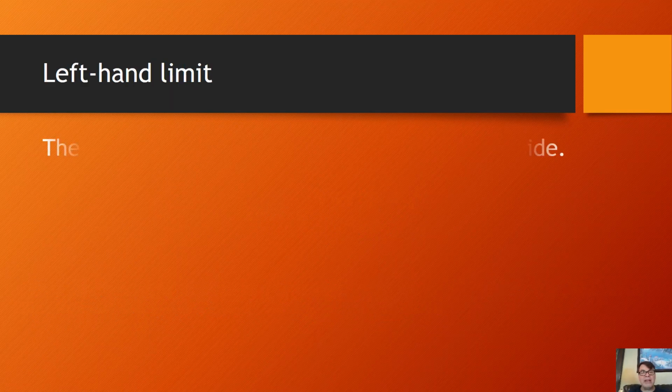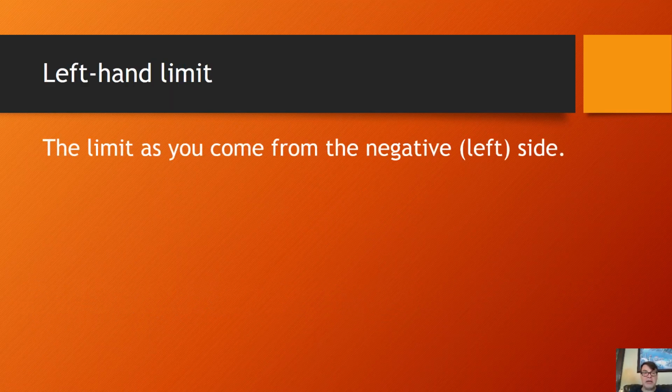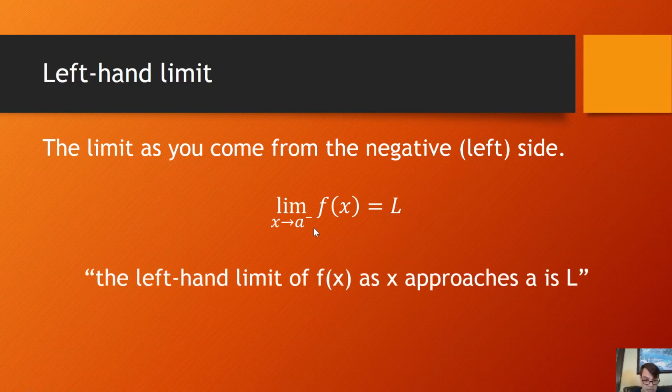So, a left-hand limit is the limit as you come from the negative or left side, as we normally graph these sorts of things. So you say that the limit as x approaches a from the negative side of f of x is a certain thing, L. So you see this little negative by the a. That means you're approaching it from the negative direction, from the left side. And we read this in this way: the left-hand limit of f of x as x approaches a is L.